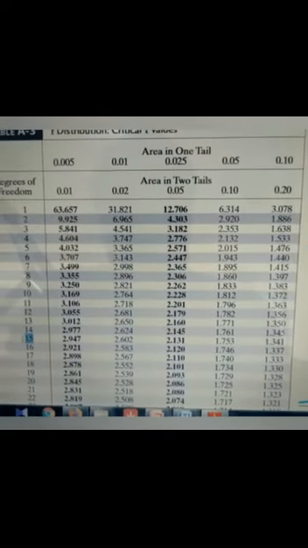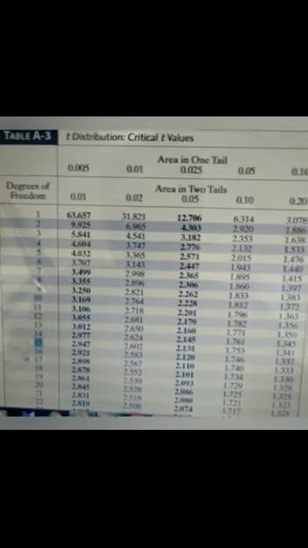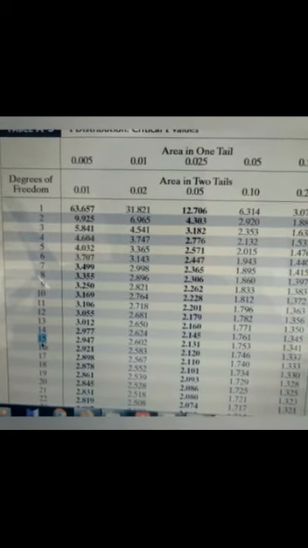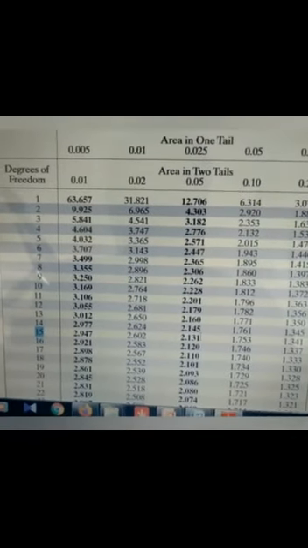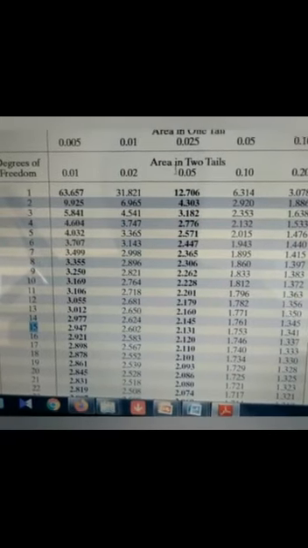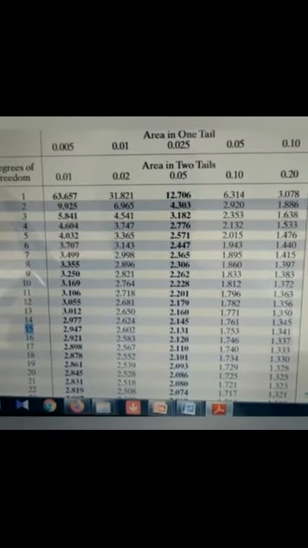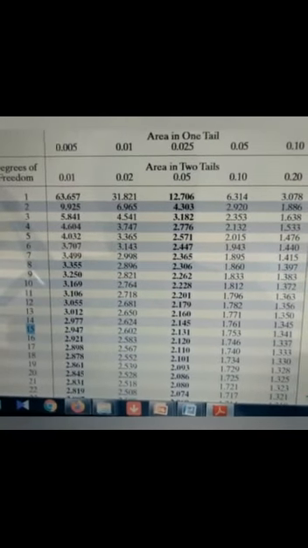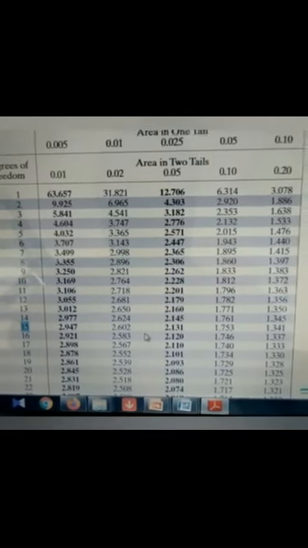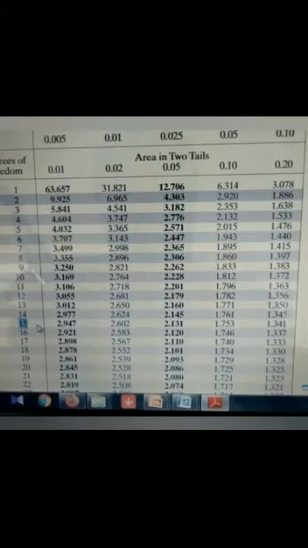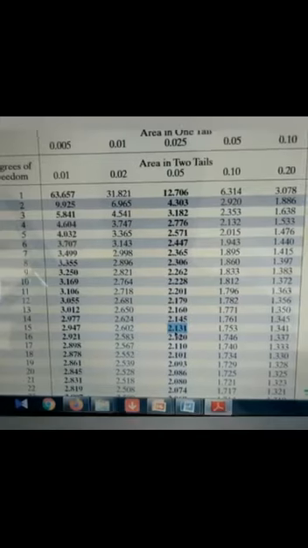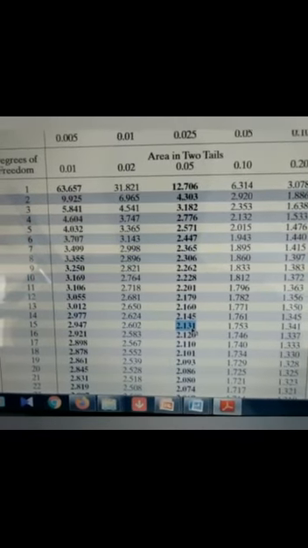So first we need to find the degree of freedom. Our degree of freedom is 15, so we will follow this row, and then we will find the alpha level. Our alpha is 0.05, so we will follow this column. The area where this row and this column intersect will be our critical value. So let's find out. It is 2.131. So this is our critical value.